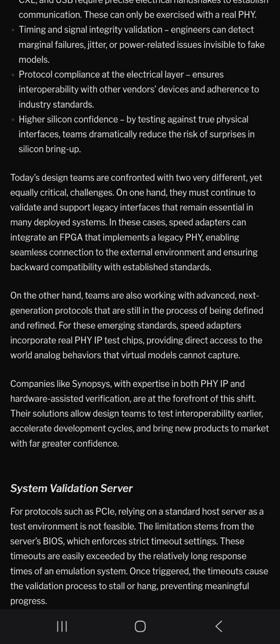On the other hand, the teams are also working on advanced next-generation protocols that are still in the process of being defined and redefined. For these emerging standards, speed adapters incorporate real PHY IP test chips, providing direct access to the real-world analog behavior that virtual models cannot capture. Companies like Synopsys, with expertise in both PHY IP and hardware-assisted verification, are at the forefront of this shift. Their solutions allow design teams to test interoperability earlier, accelerate development cycles, and bring new products to market with far greater confidence.